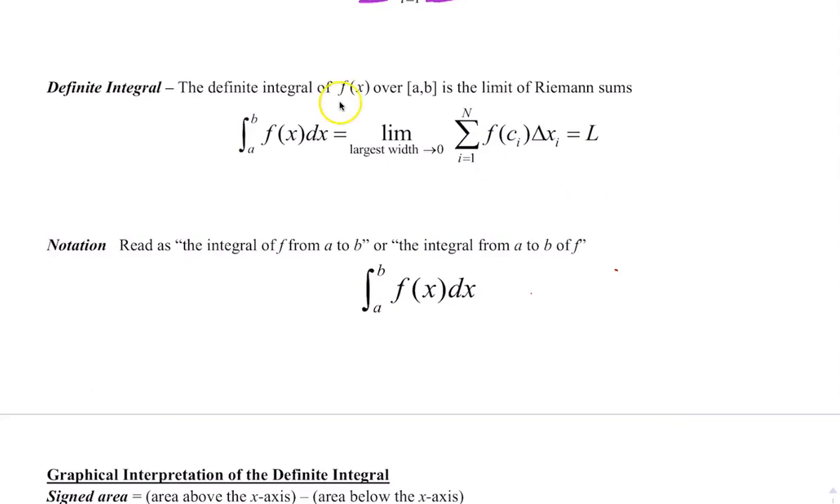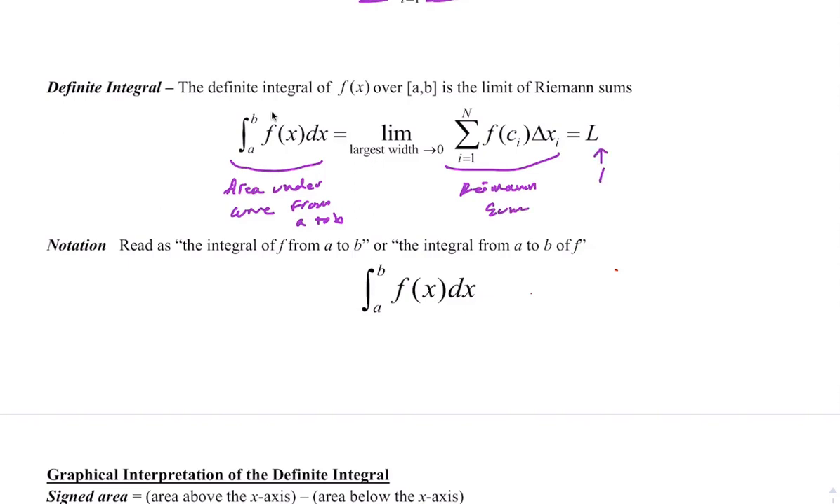The definite integral of f of x over a to b is the limit of Riemann sums. So this is a notation for a definite integral. If you notice, it looks very similar to our indefinite integral, right? But instead we have these a, b here, which we're going to learn later. It's called limits of integration. They're just going to be numbers. So all this means is this right here is telling you that, hey, the area under the curve from a to b, which are just numbers like 1 to 3, is equal to the limit of the Riemann sum, which is equal to some L, which is just a number.